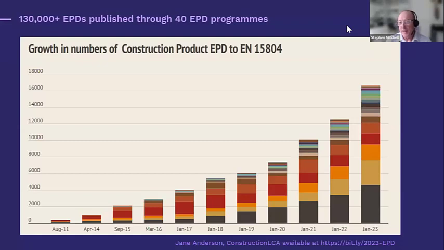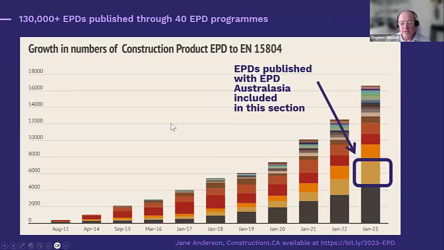Just to give you comfort, EPDs aren't going away. A lot of people don't like the numbers. They look a bit complicated. Well, you better get used to it. It's like a span table. It's just a fact of life if you're working in this space. And there's a huge growth in construction product EPDs around the world. At the moment, there's about 130,000 EPDs published through about 40 EPD programs. The EN 15804 compliant EPDs are just a subset of the EPDs that are available. And EPDs in Australasia are part of this small subset of EPDs that are developing around the world and published.